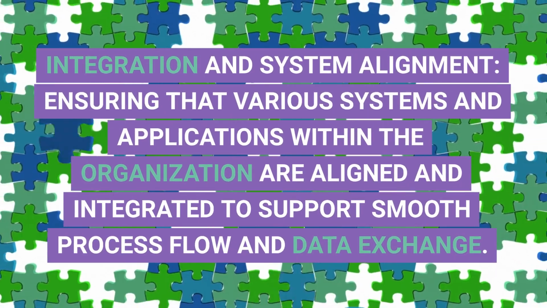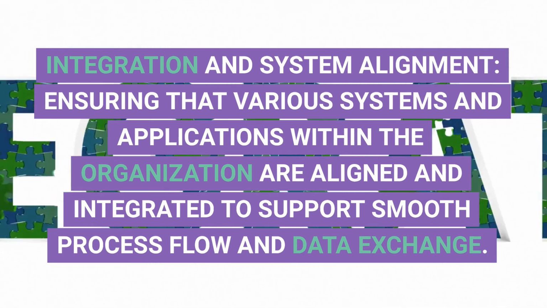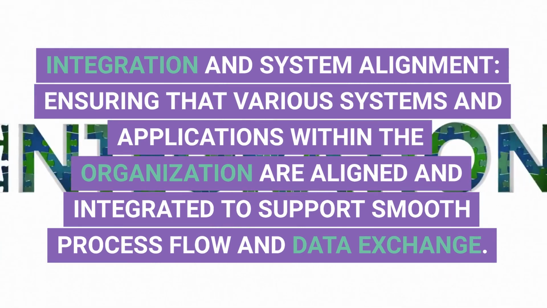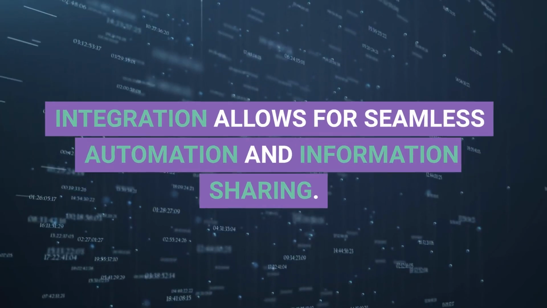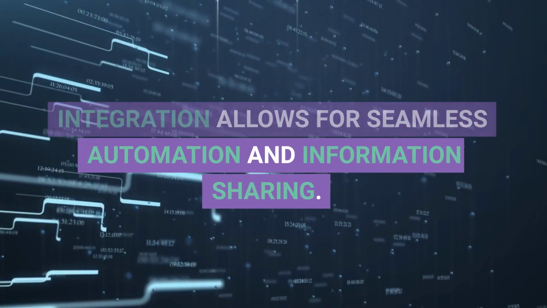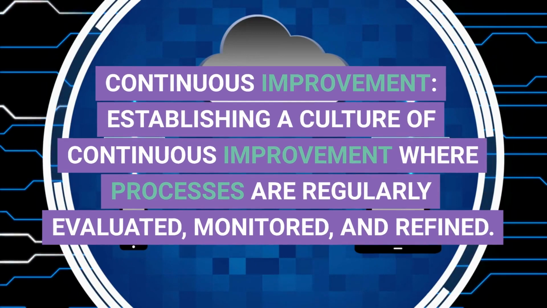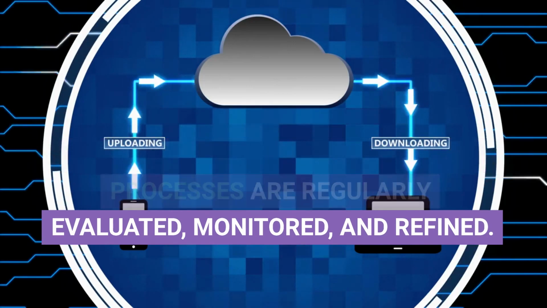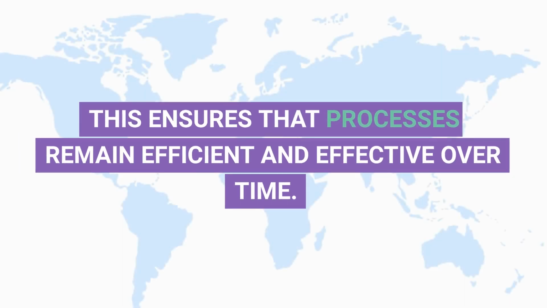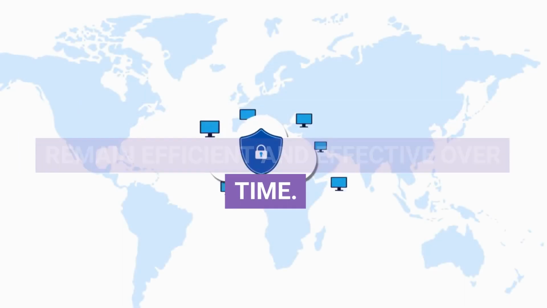Integration and system alignment. Ensuring that various systems and applications within the organization are aligned and integrated to support smooth process flow and data exchange. Integration allows for seamless automation and information sharing. Continuous improvement. Establishing a culture of continuous improvement where processes are regularly evaluated, monitored, and refined. This ensures that processes remain efficient and effective over time.